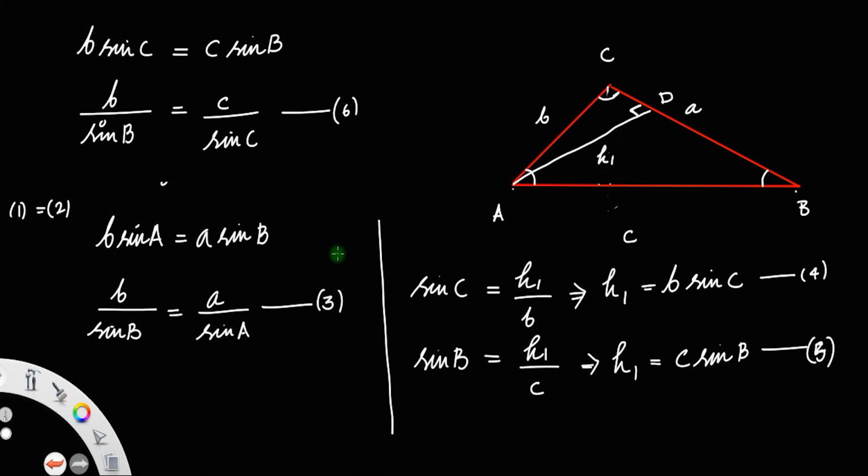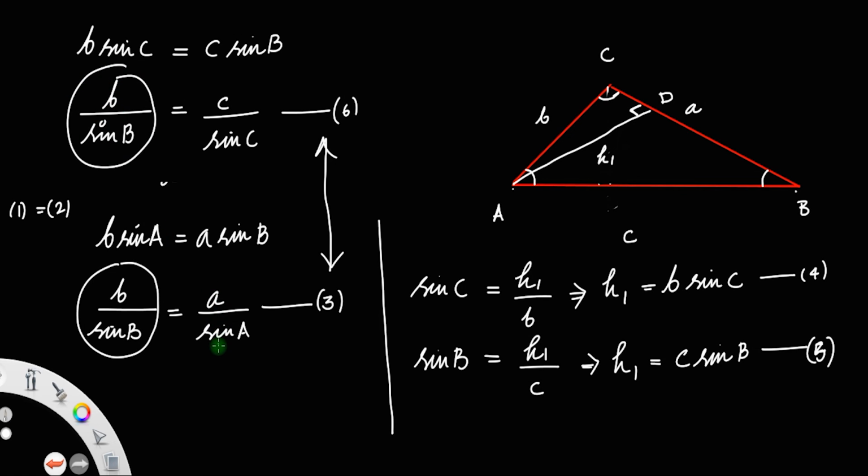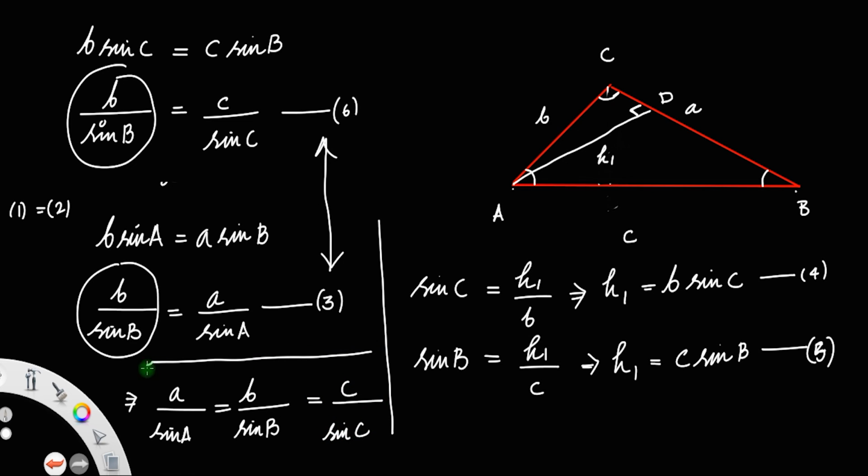Now you look at equations 3 and 6, these two. We have b by sine B as a common factor, which means a by sine A is also equal to c by sine C. Combining these three, you will get a by sine A equal to b by sine B, and b by sine B is also equal to c by sine C. So this is the law of sines. Clear?